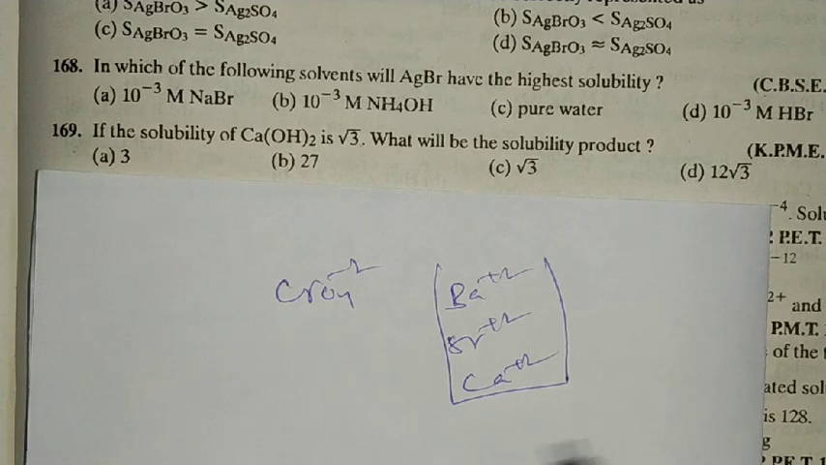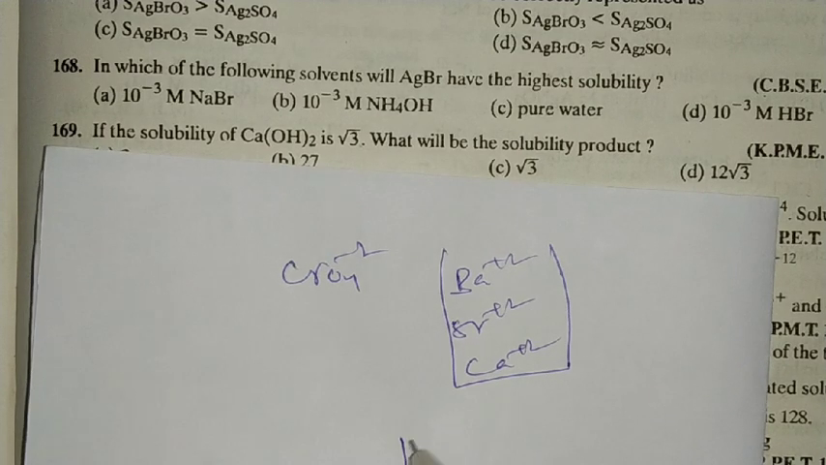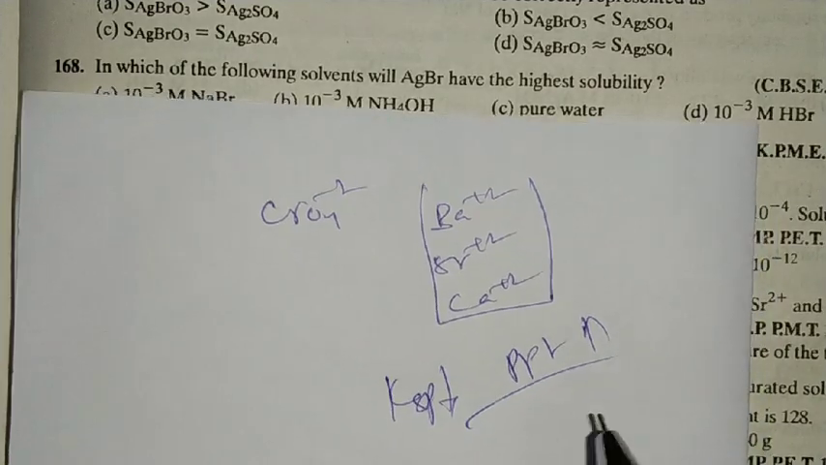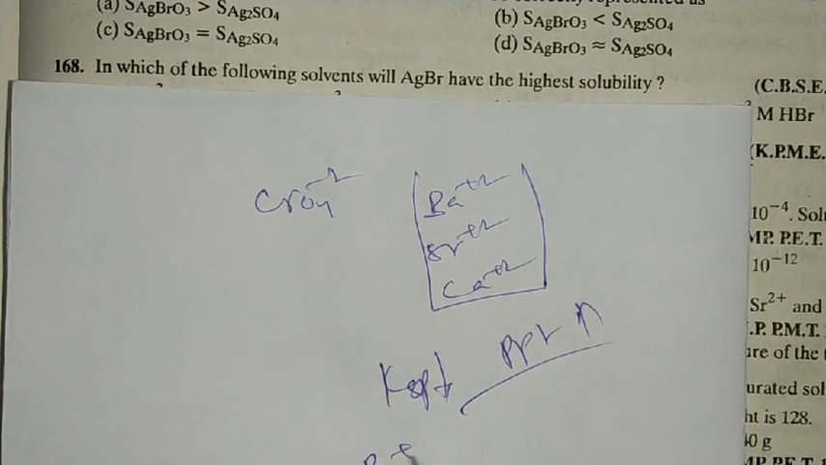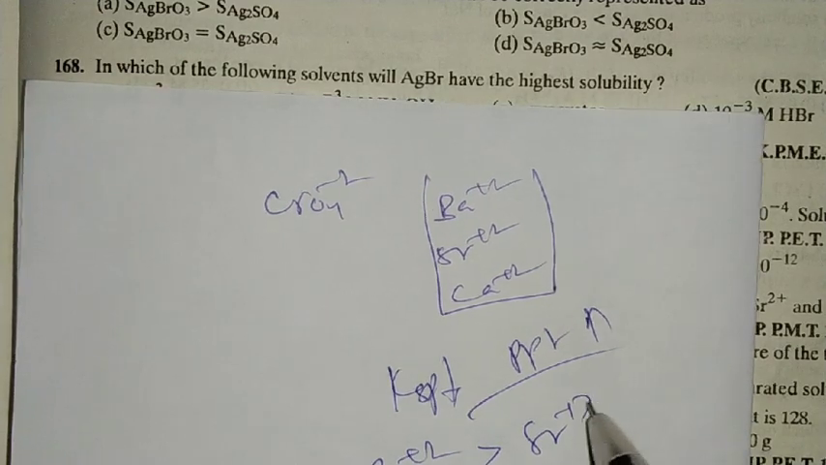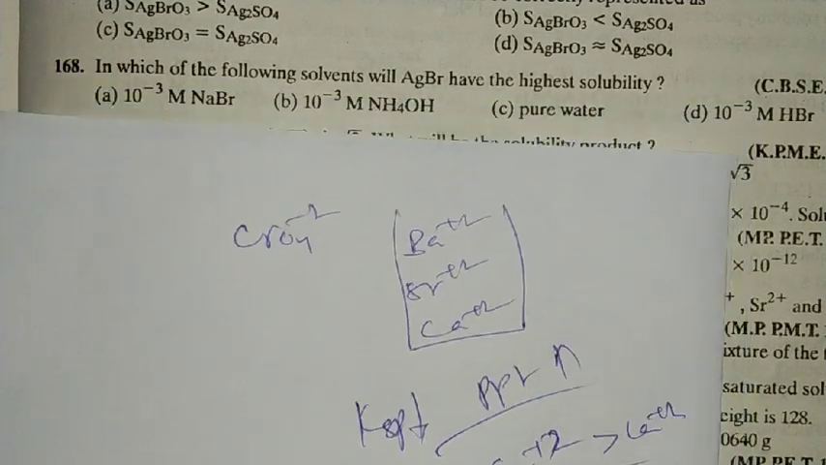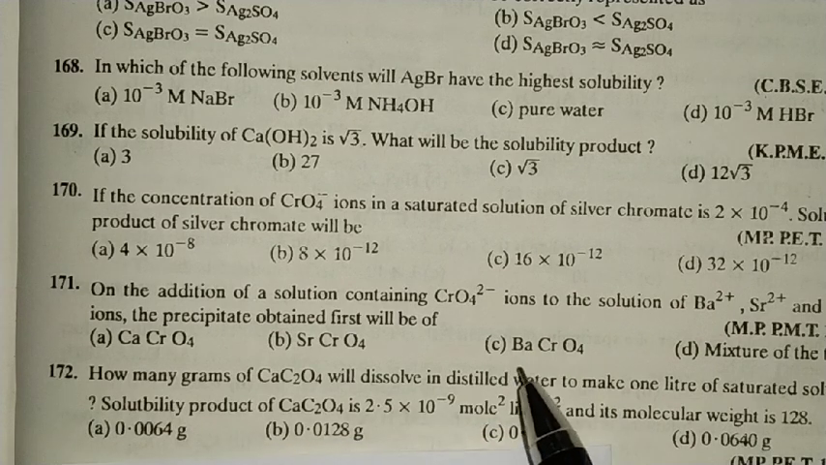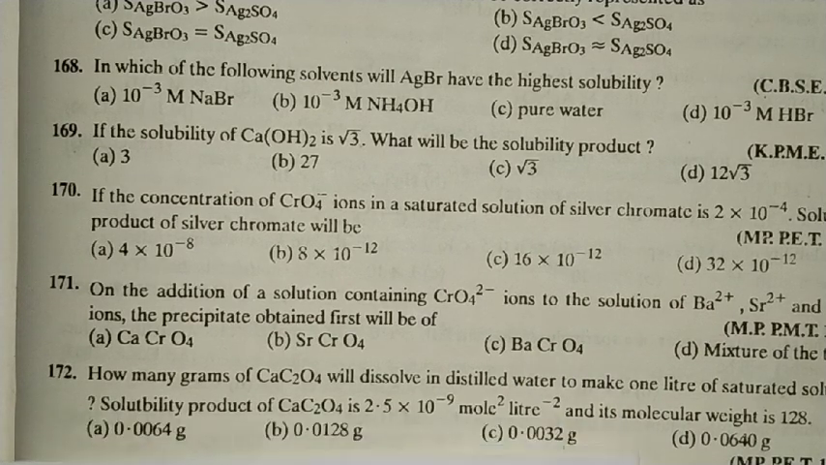So in which case, here one small logic is, in which case you will get the minimum Ksp, in that case precipitate first. So Ksp is minimum, then precipitate is more. So as per that, this is the order. You remember that Ba²⁺, Sr²⁺ and Ca²⁺. So which will get precipitate first here? BaCrO4, barium chromate. Is it okay? So this gets precipitated first. Right. Look at the next question.